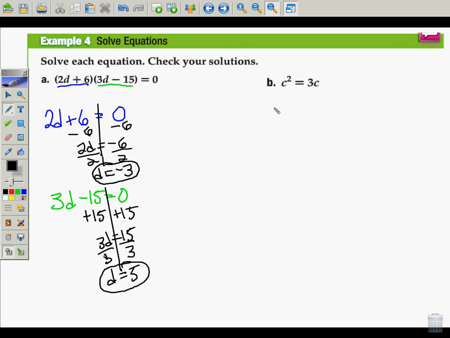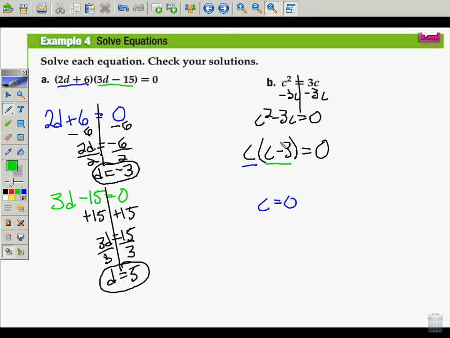Now part B is a little trickier, but all you have to do is try to get one side to equal 0. So I'd get c squared minus 3c equals 0. Now that I've got it equal to 0, I can solve it once it's factored. Notice c squared and 3c, they each have a c in them. So I get c minus 3 when I factor out that c, because c times c is c squared, c times 3 is 3c, equals 0. And now, just like in the first part, I've got two separate pieces that could be 0 in order for this whole thing to be 0.